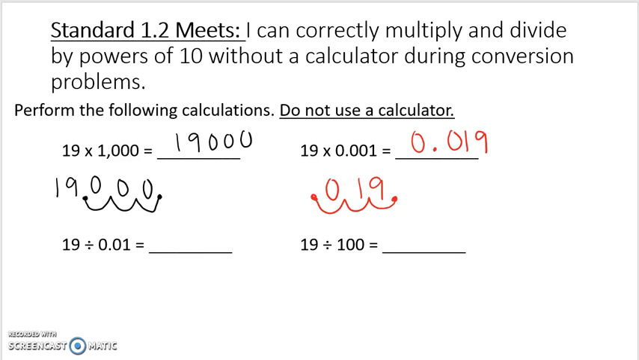So if I multiply by something larger, I move my decimal place to the right so that my number gets larger. If I multiply by something smaller, I move my decimal point to the left because my number gets smaller.